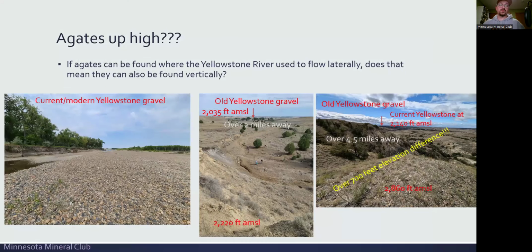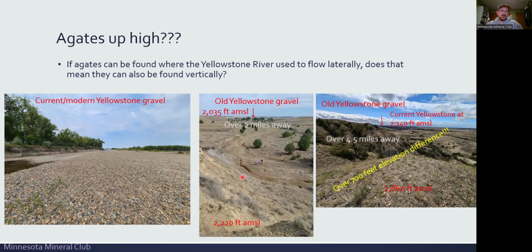So to sort of prove this, these are some different photos. As I just mentioned, if you can find agates in the Yellowstone River now, could you find them where the Yellowstone River used to flow, both laterally? And then also, does that mean you can find them vertically? So this picture on the left is from Seven Sisters near Crane, Montana. So you can see your wide expanse of gravel of the Yellowstone River today.